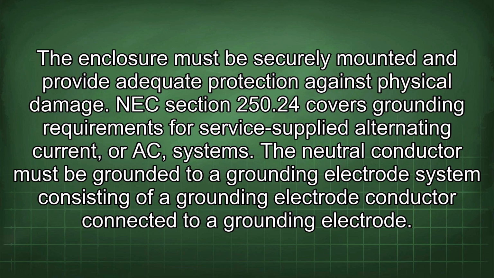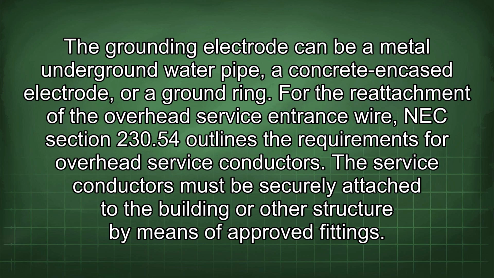NEC Section 250.24 covers grounding requirements for service-supplied alternating current, or AC, systems. The neutral conductor must be grounded to a grounding electrode system consisting of a grounding electrode conductor connected to a grounding electrode. The grounding electrode can be a metal underground water pipe, a concrete encased electrode, or a ground ring.